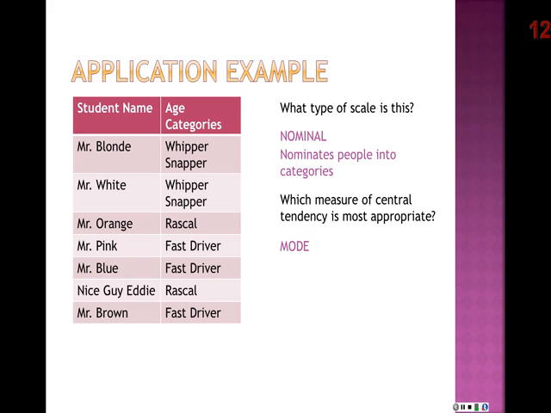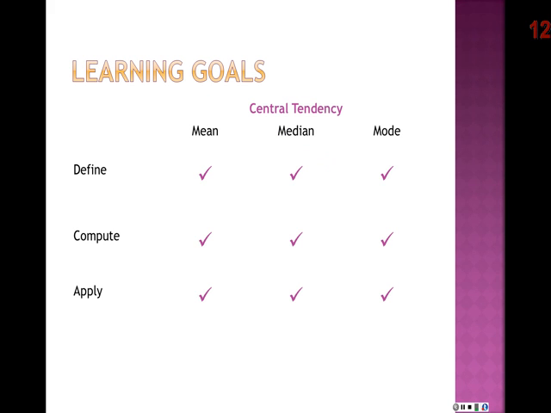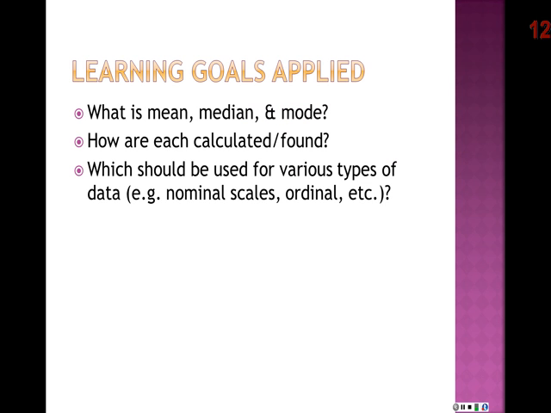So just to go over, we defined each of the central tendencies, mean, median, and mode. We computed them, and then we applied them. So at the end of this, you should be able to define and answer the question of what is mean, median, mode, how each is calculated or found, and which should be used for various types of data.